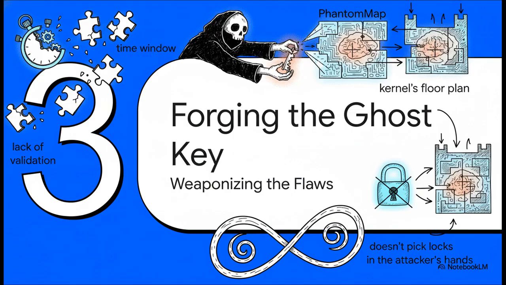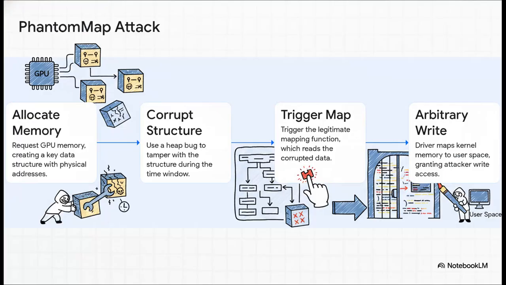They just trick the kernel into redrawing its own floor plan, putting the most secret rooms right into the attacker's hands. The attack is just beautifully precise. First, the attacker makes a normal request for GPU memory. Then, in that time window we talked about, they use a completely separate and maybe even low-severity heap bug to corrupt the data structure that holds the physical addresses for that new memory.